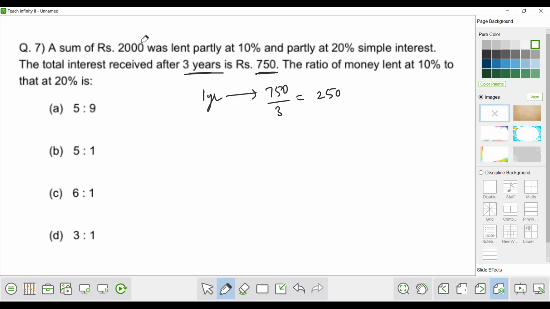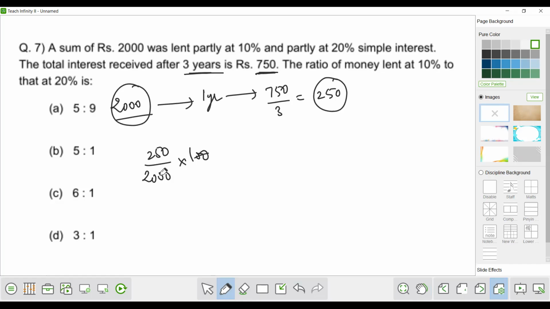So we can calculate it. It is our principal, and what is our interest? 250. So 250 is what percent of 2000? From here we get a rate. So we get the rate. It is 12.5%. So we can do this by alligation.